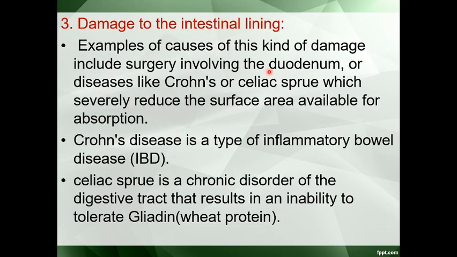Damage to the intestinal lining. You have just seen that all the absorption takes place through the intestinal lining. The enterocyte contains ferroportin, it contains ceruloplasmin, and in this way the iron is absorbed as well as transported. A divalent metal transporter is also present in the intestinal membrane. So whenever there is damage of the intestine involving the duodenum, or diseases like Crohn's disease or celiac disease, it reduces the surface area available for iron absorption.